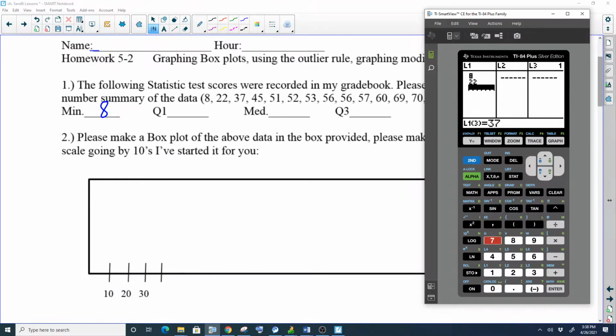Where you put them all in order from least to greatest, and then you work your way into the middle, right? 8, 22, 37, 45, 51, 52, 53. There we go. And then 56, 56.